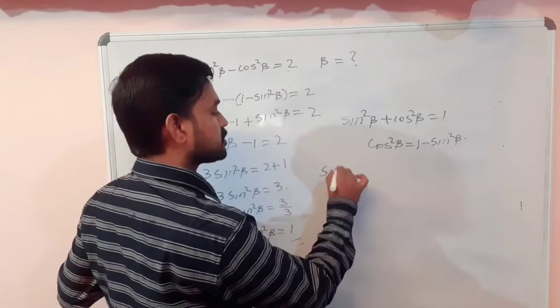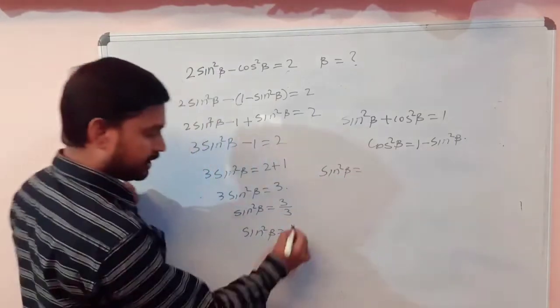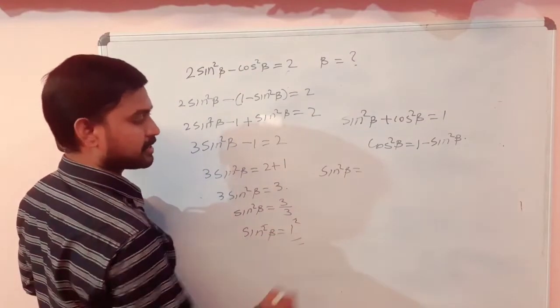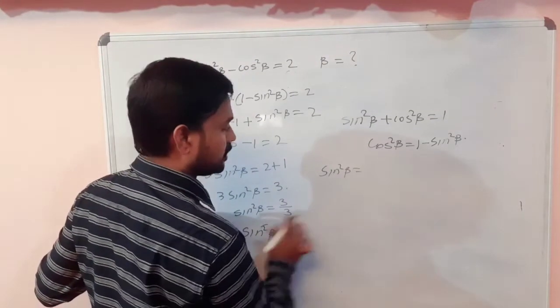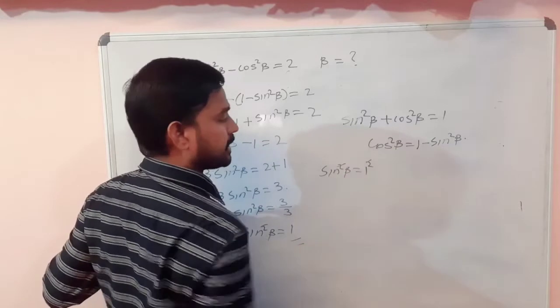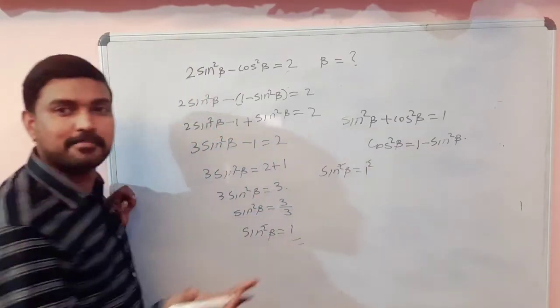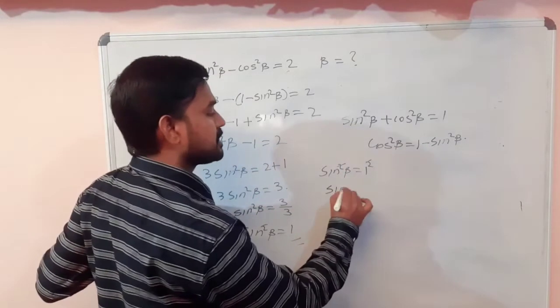That means sin square beta is equal to 1. We can write 1 square also. So both will be cancelled. So we get sin square beta is equal to 1 square. These two will be cancelled. 1 and 1 square, same answer. So we get sin beta is equal to 1.